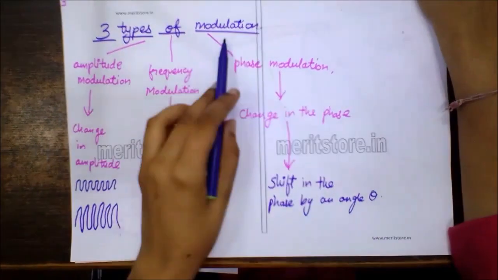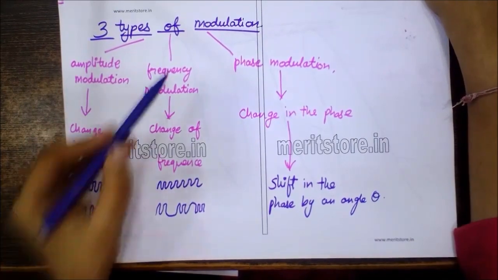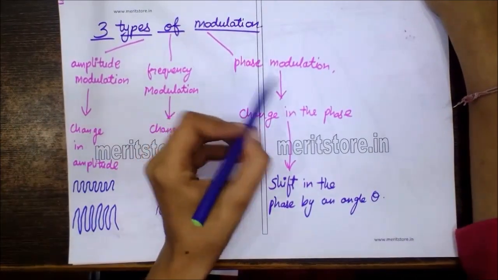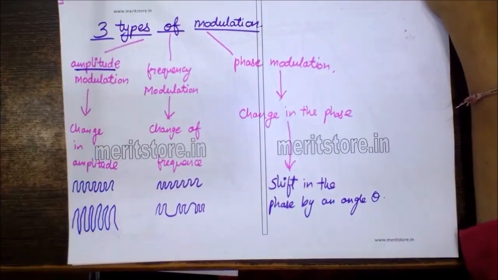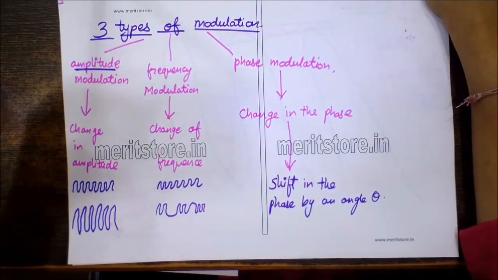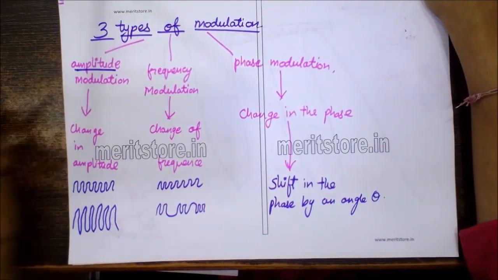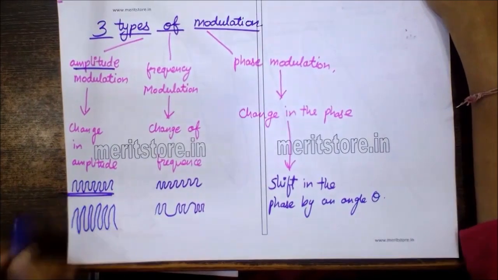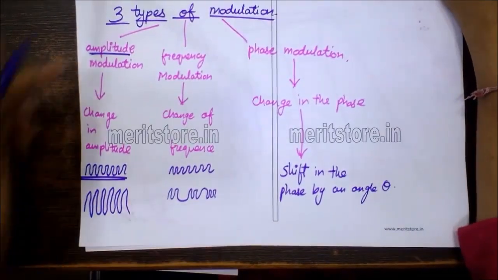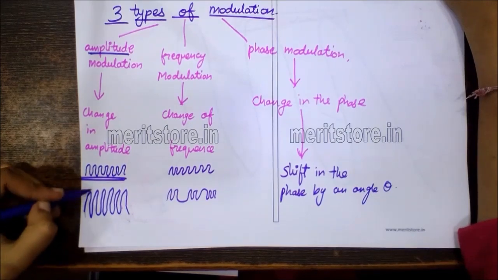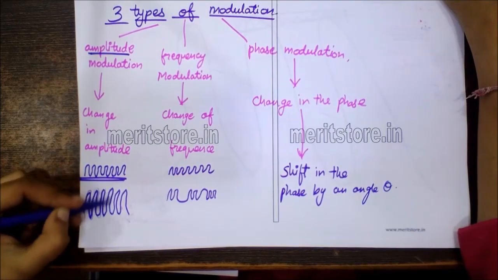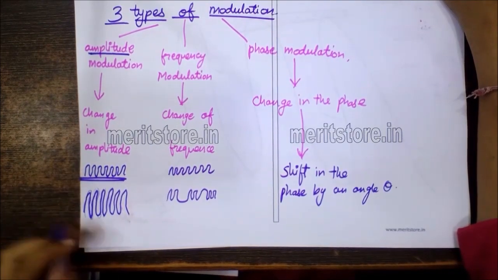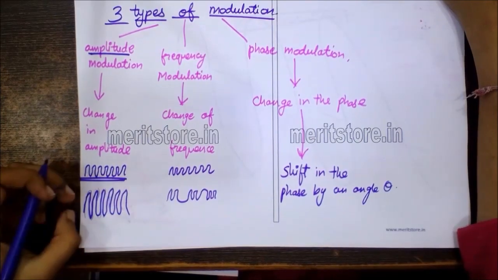There are three types of modulation: amplitude modulation, frequency modulation and phase modulation. Amplitude modulation means changing the amplitude, that is changing the length or the volume of the signal. See, this is my original signal, and in my amplitude modulation I have changed the amplitude, that is, I have given the same signal a new form, with increased amplitude.